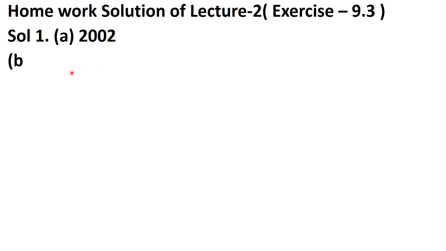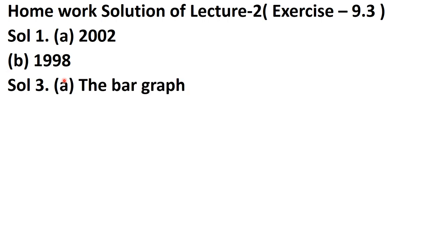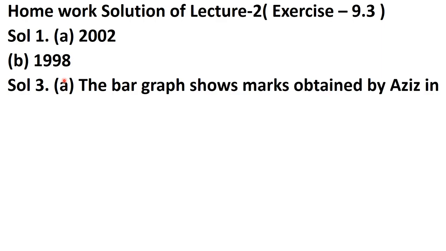B is, minimum wheat production is in 1998. Now solution 3, same is there. Observe this bar graph and you have to then give the answers of various questions. This is the answer of A part.